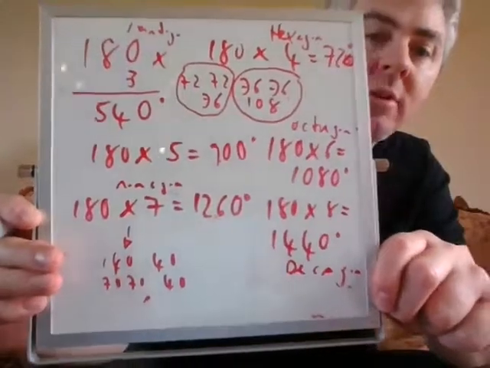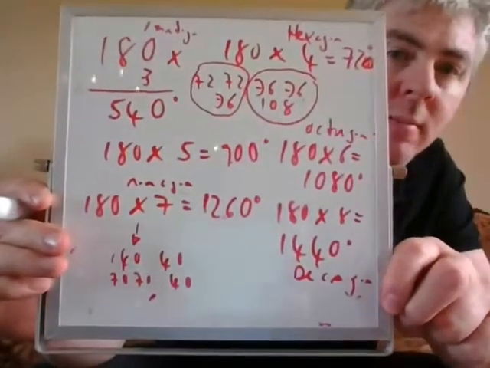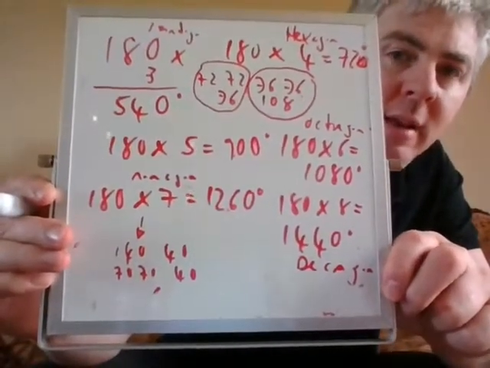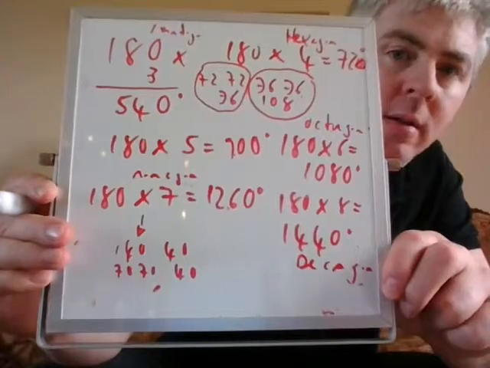And also, if you want to do the nonagon, you could have 140 and 40 to make up 180. Or you could have the two 70s and a 40. So it adds up to 180. Lovely.